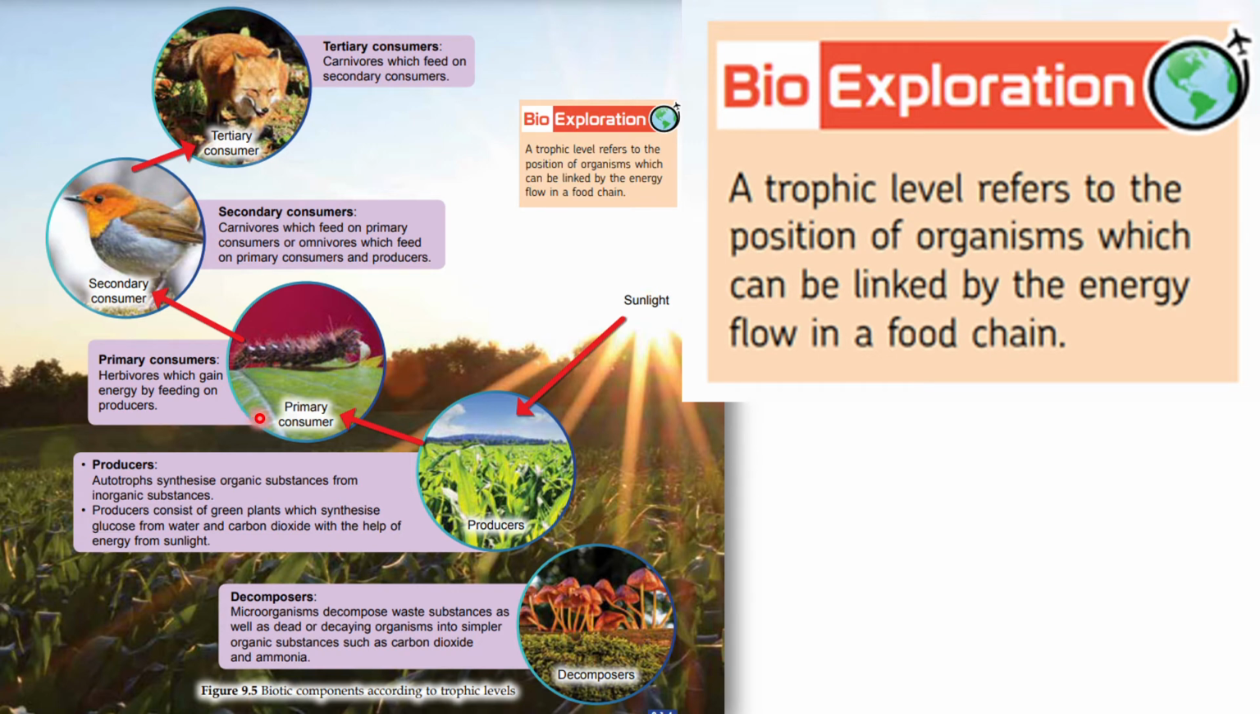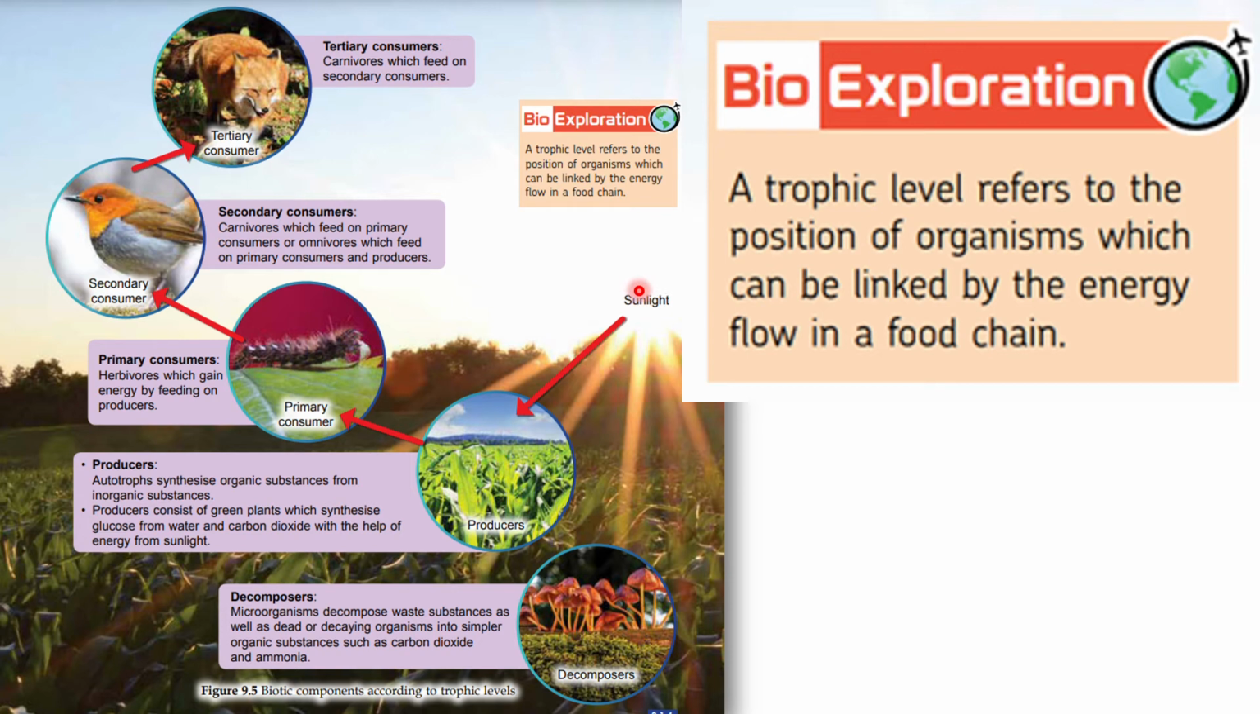Okay, next is secondary consumer. Who are they? They are the carnivores which feed on primary consumers, or omnivores which feed on primary consumers and producers. Omnivore yang makan daging dan juga yang makan sayur-sayuran ataupun tumbuhan. Okay, next, after secondary consumer, the next arrow is pointing to the tertiary consumer, which means this secondary consumer is being consumed by the tertiary consumer. So who are the tertiary consumers? They are the carnivores which feed on secondary consumers.